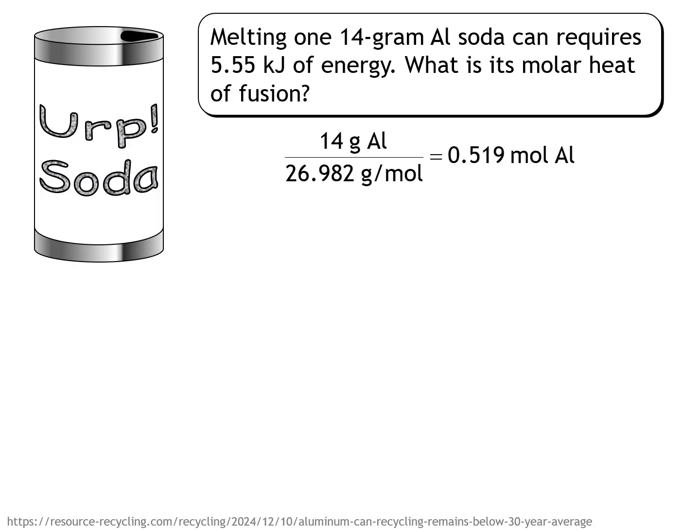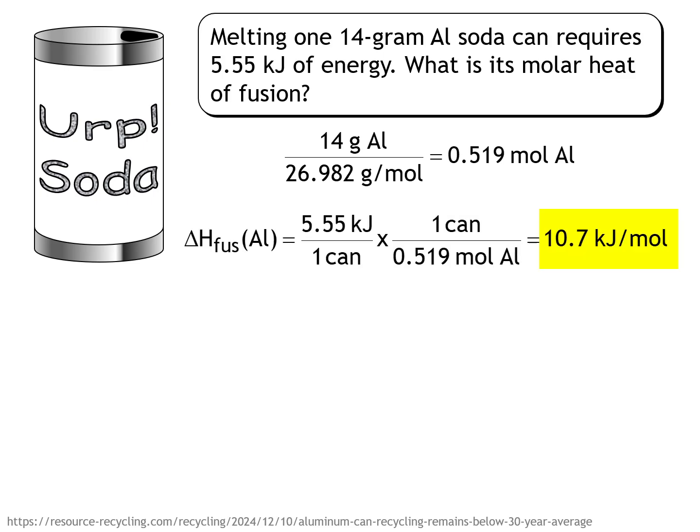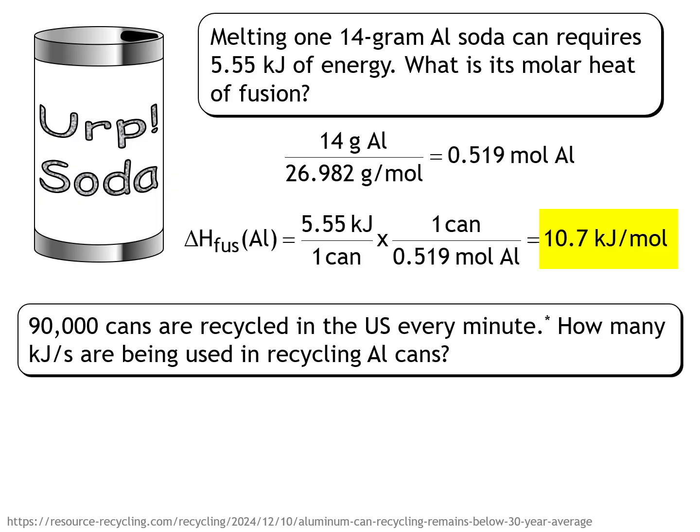So we say, all right, well, an aluminum can is about 14 grams, so we're going to find out how many moles that is. So our heat of fusion works out to be 10.7 kilojoules per mole. Again, you want to pay attention to the kilojoules and the moles that are involved. You kind of look at the units and use those to your advantage.